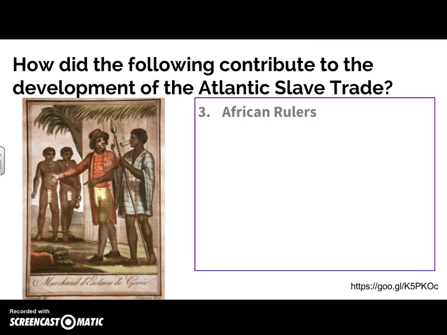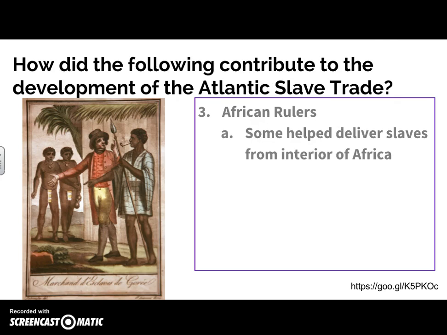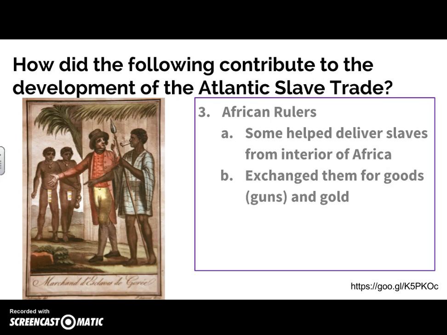The next point we're going to talk a little bit about is African rulers. And so, as you might remember from what we've learned, it wasn't just Europeans stealing and kidnapping Africans from Africa to take to the Americas. African rulers also contributed. First of all, they helped deliver slaves from the interior of Africa. So they would work to capture people, to kidnap people, and bring them to the coast to sell to Europeans. The reason that they did this was because there was an economic benefit for them.